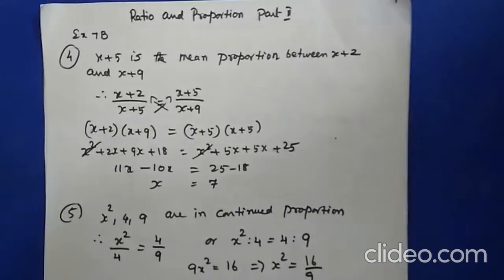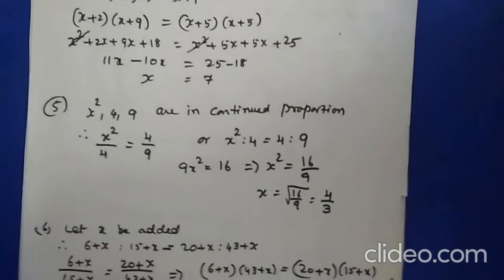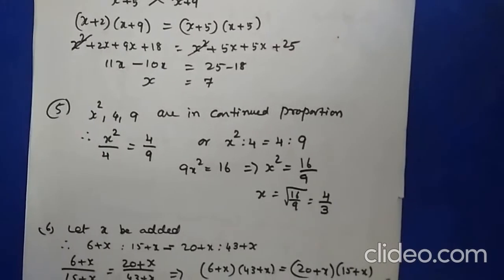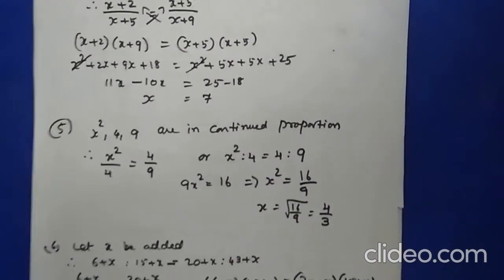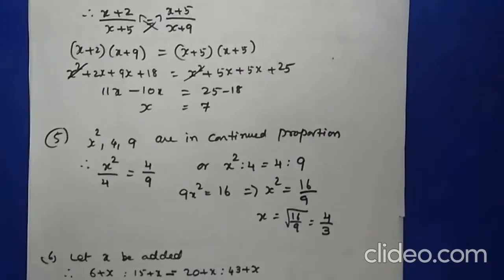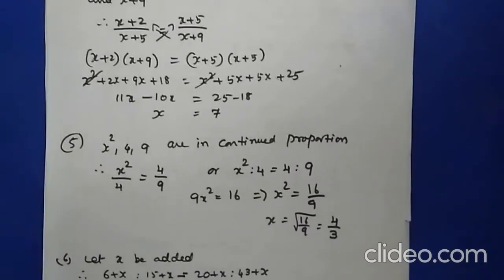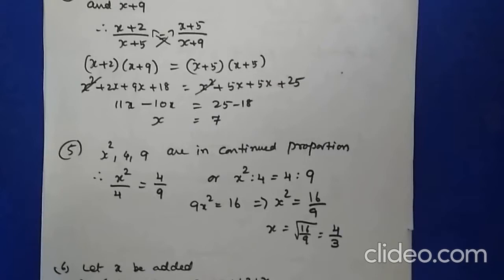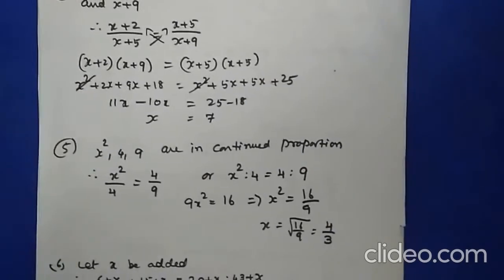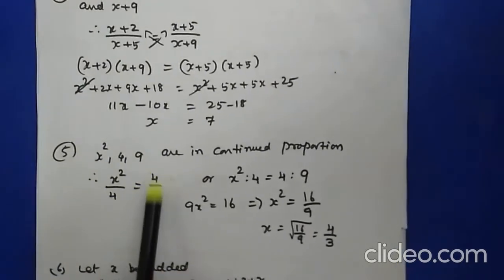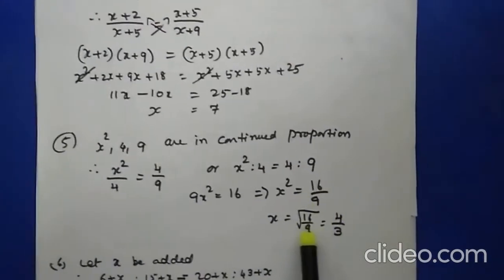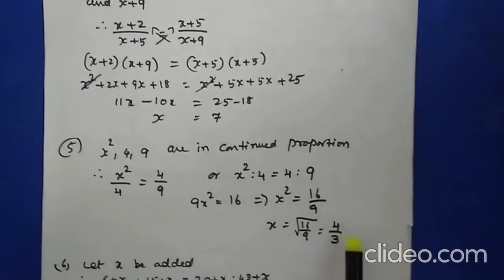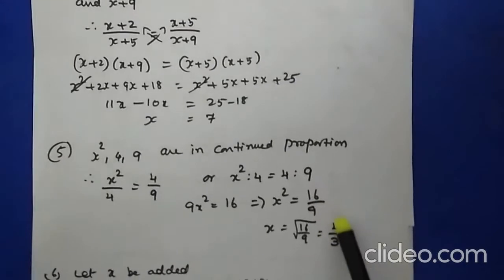Question number 5, x squared, 4, 9 are in continued proportion. If it is continued proportion or 4 is the mean proportion, both are the same. Sometimes they will give 4 is the mean proportion of x squared and 9. Otherwise, x squared, 4, 9 are in continued proportion. Same procedure, x squared by 4 is equal to 4 by 9. You are solving, x is equal to root of 16 by 9. Only the positive value you have to write, not the negative value. Therefore, 4 by 3.